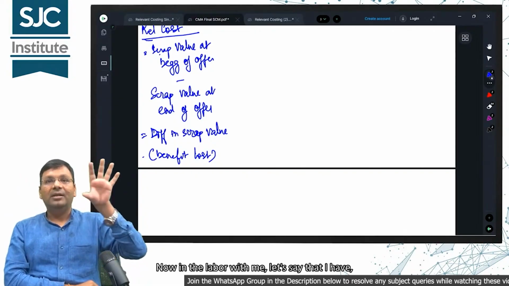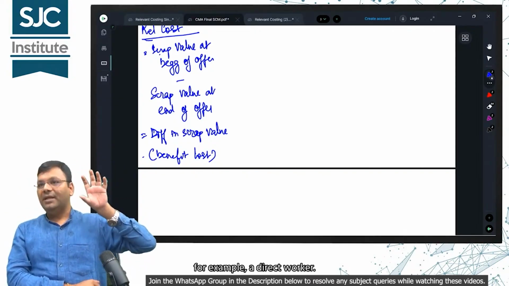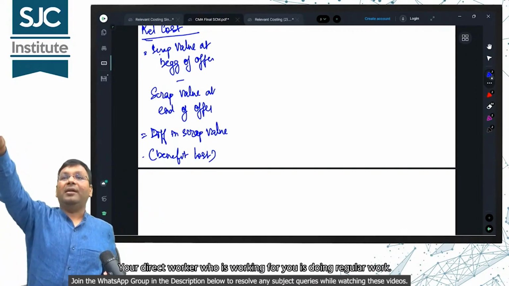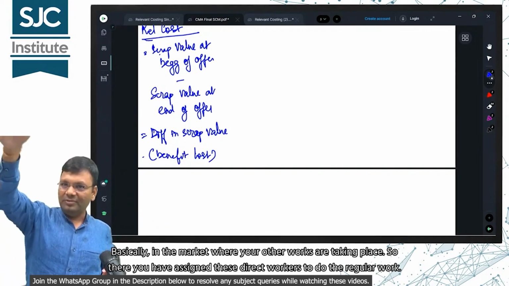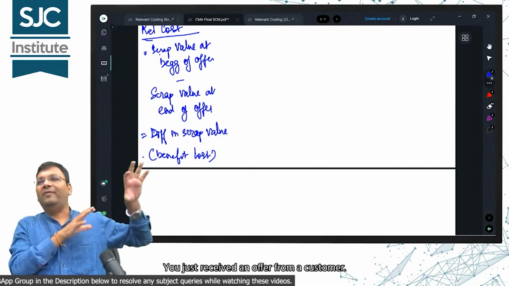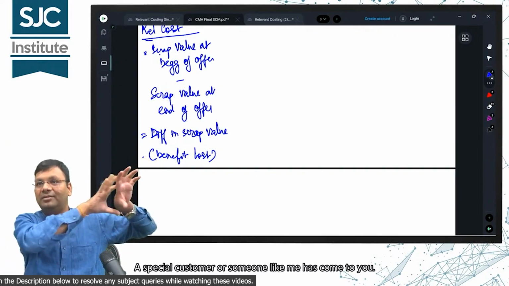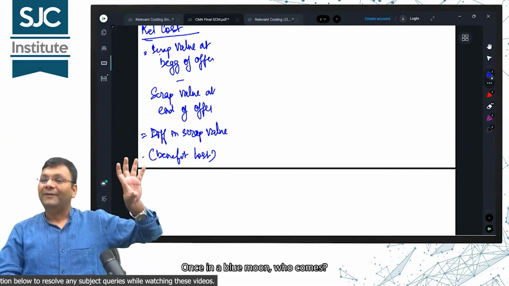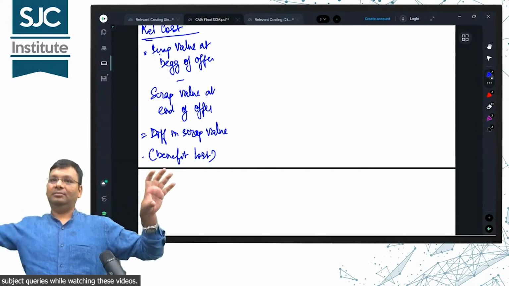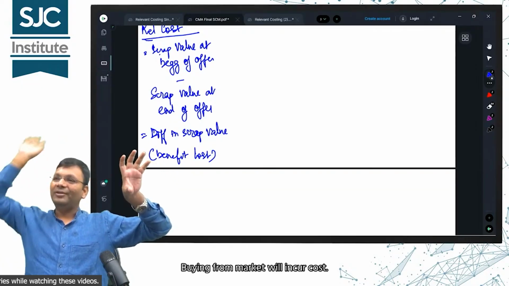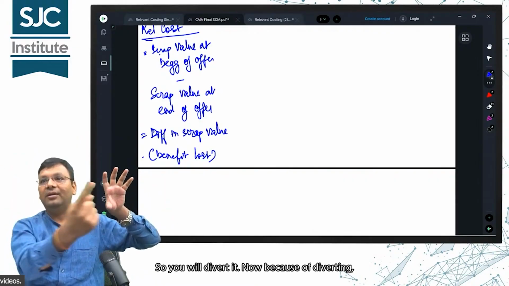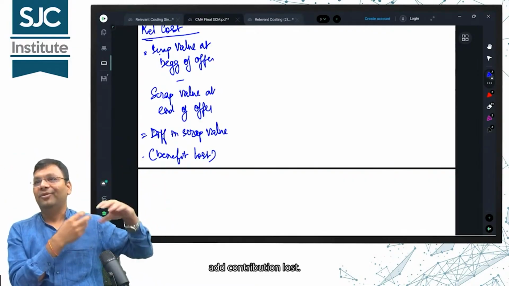Let's move to labor. Let's say that I have a direct worker who is doing regular work in the market where your other works are taking place. You have assigned these direct workers to do the regular work. You just received an offer from a special customer, who comes once in a blue moon. Now for this work, a direct worker is needed. One option is to get one from the market, which will incur cost. Second option, it's not there in the market, so you will divert it. Because of diverting, add contribution lost.